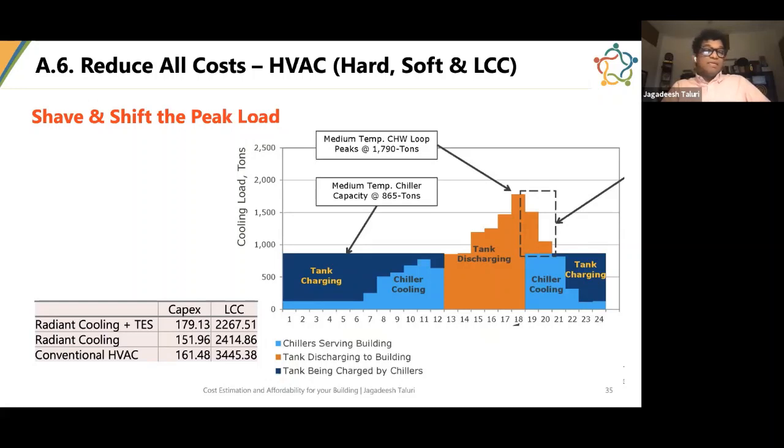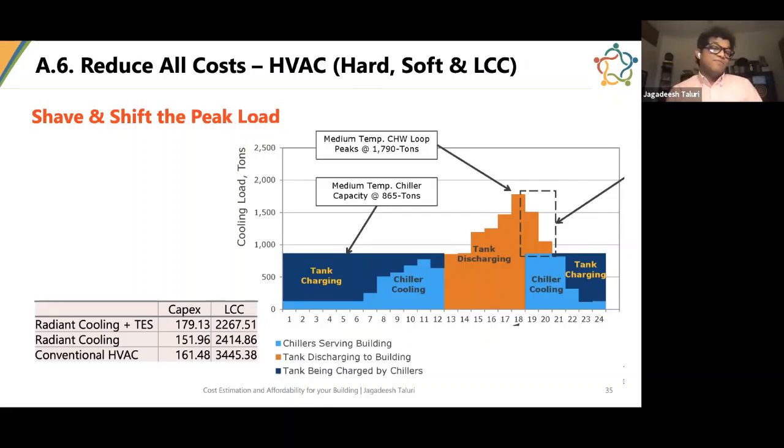But putting in a thermal energy storage tank, as you see in the table on the lower left corner, a radiant cooling system may be costing only 151 lakhs. A conventional system may be costing 161 lakhs. But radiant cooling with thermal energy storage is going to increase your hard cost, your capex, to 179 lakhs.